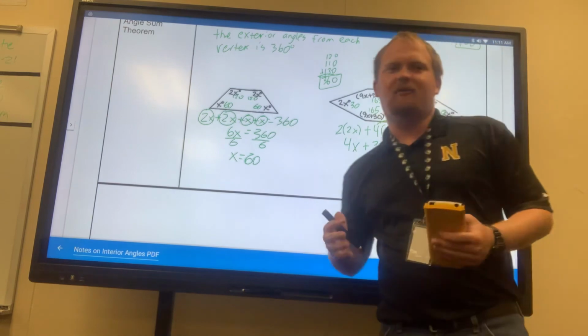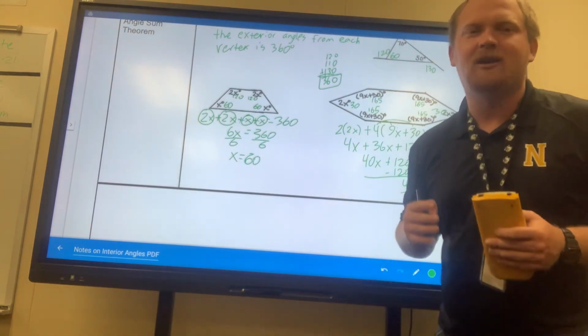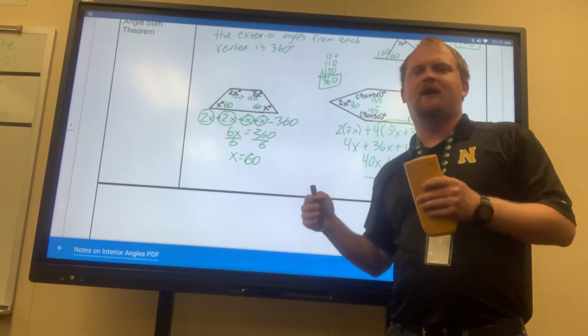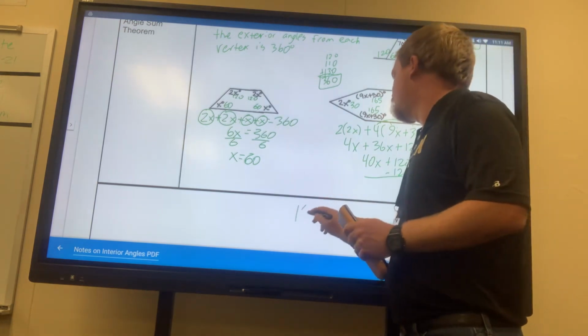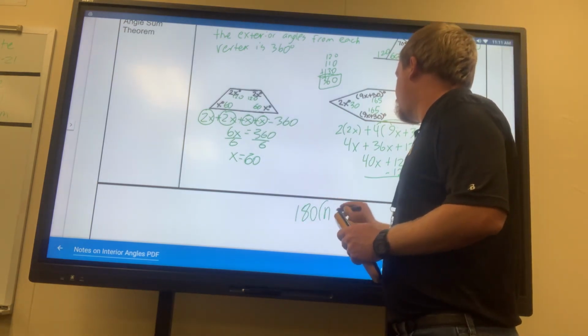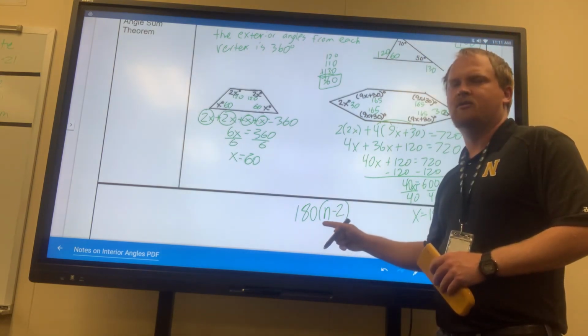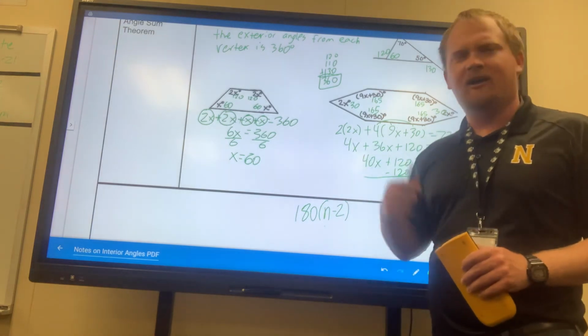So the biggest thing we have to remember is that for each polygon, to find the interior angle sum, it's 180 times n minus 2. That's how we get interior angles. Now, in order to get exterior angles, they all add up to 360.